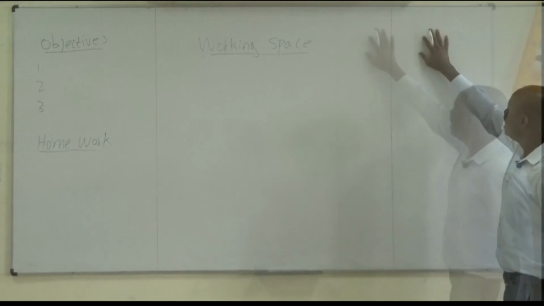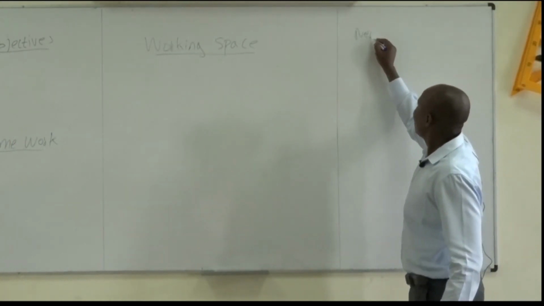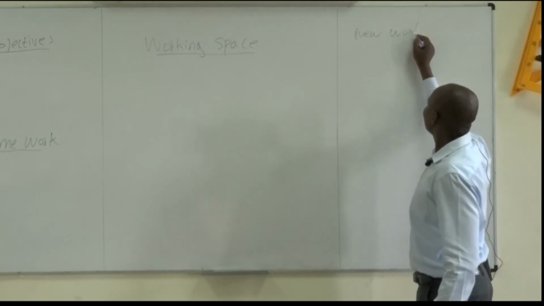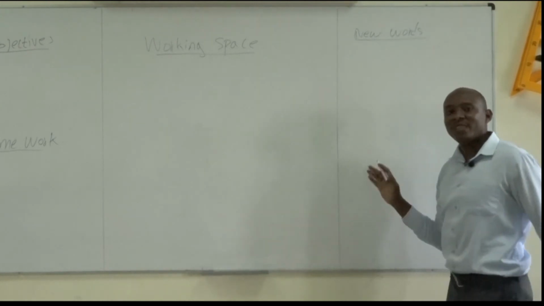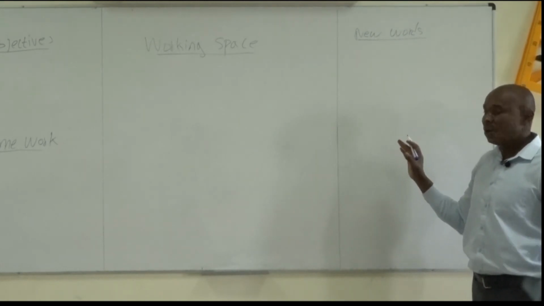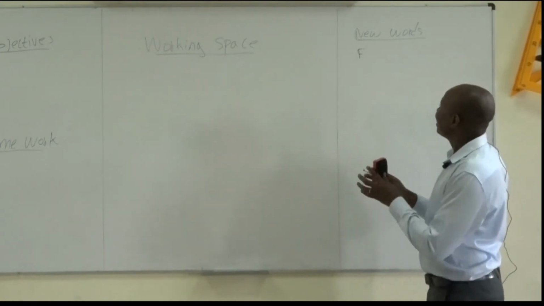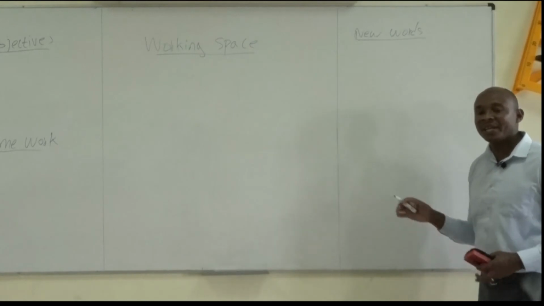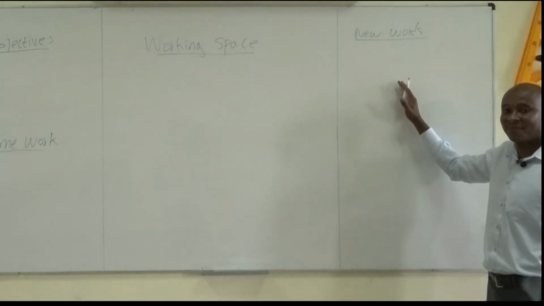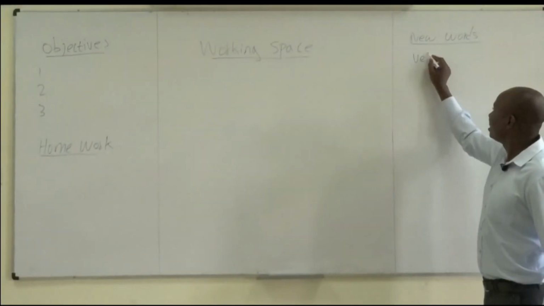Now, this section here is what we use to write the new words. This is for the purposes of focusing the students on the lesson. We write here new words, and at the same time, we can use it to write formulas and key statements. Like from the previous example that we did, you can write here velocity.